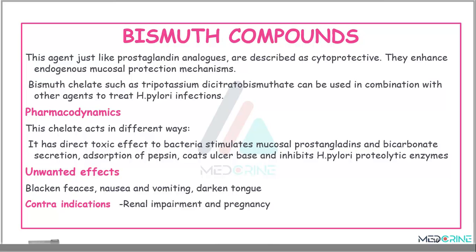The bismuth chelate acts in different ways, like it can have a direct toxic effect on bacteria, stimulating the mucosal prostaglandins and bicarbonate secretion, adsorption of pepsin, coating of the acid ulcer base, and inhibition of Helicobacter pylori proteolytic enzymes. Some of the side effects associated with bismuth compounds are blackened feces, nausea and vomiting, and a darkened tongue. They are contraindicated in renal impairment and pregnancy.